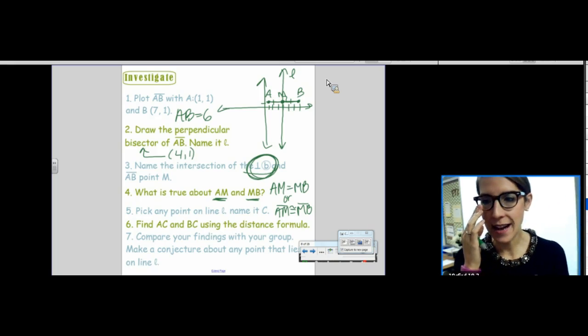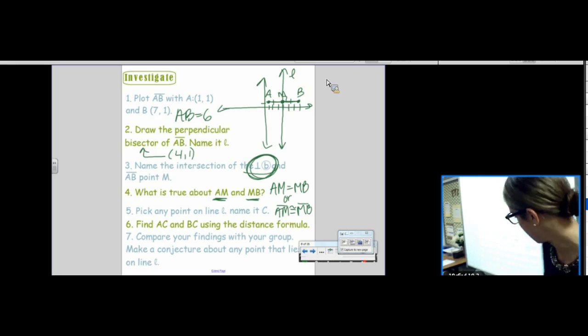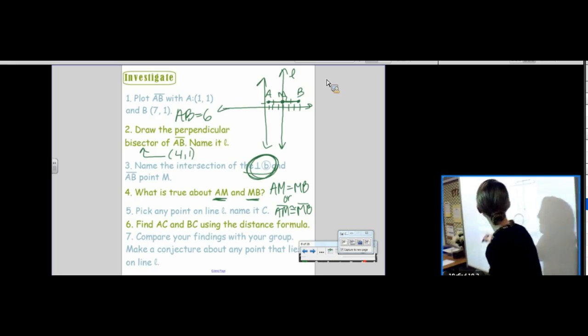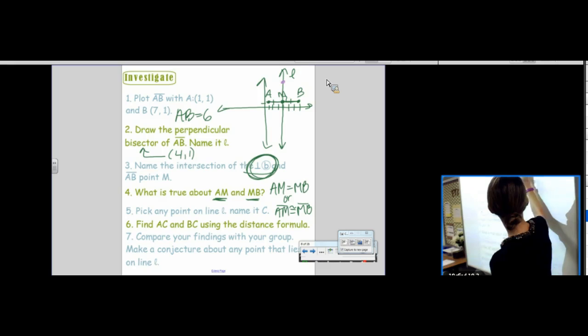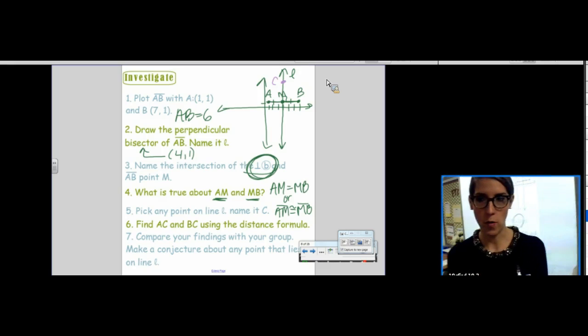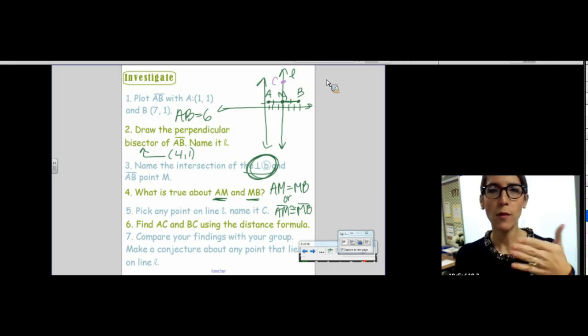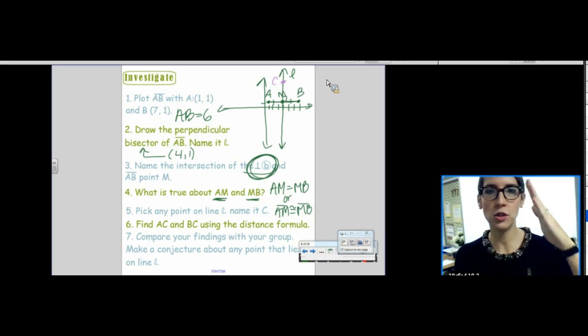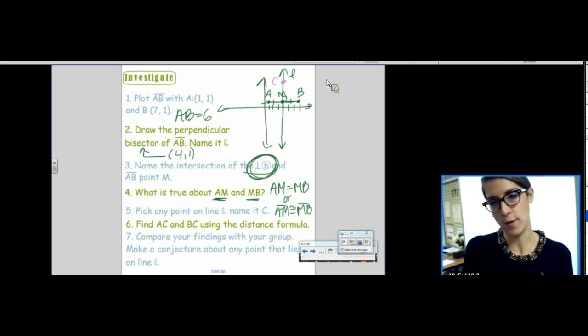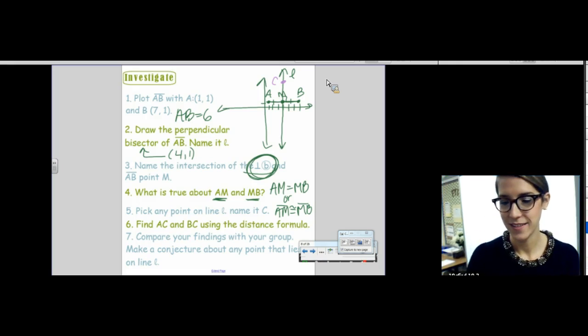Next, pick any point on line L and name it C. So we can all pick different points. But please make sure you pick whole number points, like 4, 7, or 4, 2, or 4, negative 3. Don't pick over 4, up 7.25. Don't do that on me. All right, everyone picked a C.